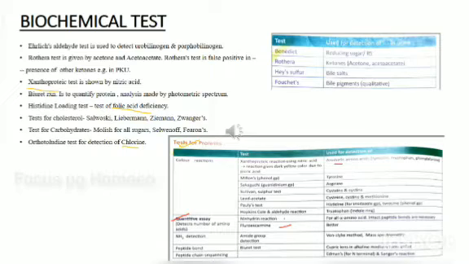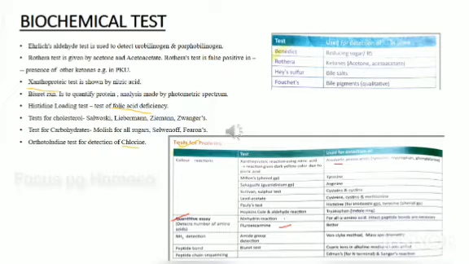Then for the carbohydrates, the tests are Molisch for all the sugars, Seliwanoff for fructose, and Pearson's test for the presence of carbohydrate. Next is the orthotoluidine test, that is for the detection of glucose.